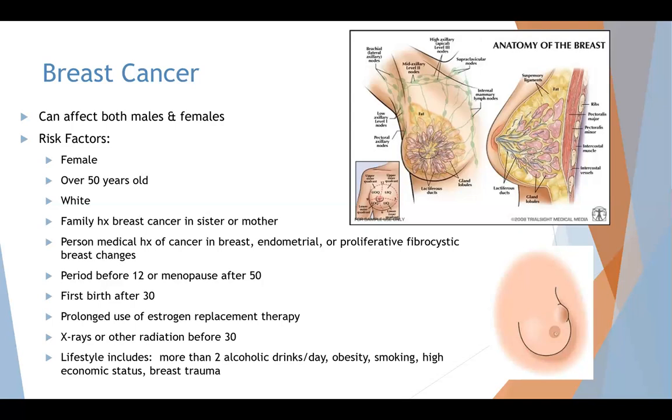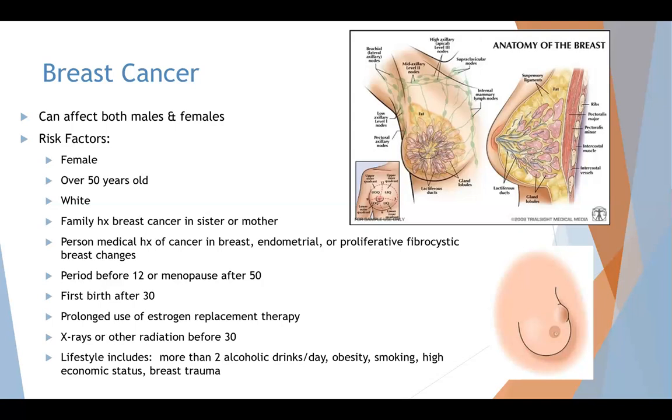Personal medical history of cancer, including breast, endometrial, or having proliferative fibrocystic breast changes, starting menses before 12 years of age or menopause after 50, the first birth of a child after 30 years, prolonged use of estrogen replacement therapy. That's just because a lot of cancers are driven by estrogen, not all of them, but a lot of them are. And then having x-rays or other radiation before the age of 30, and then lifestyle factors that include 2 alcoholic drinks per day, obesity, smoking, high economic status, and breast trauma.